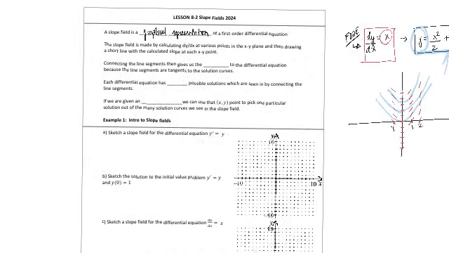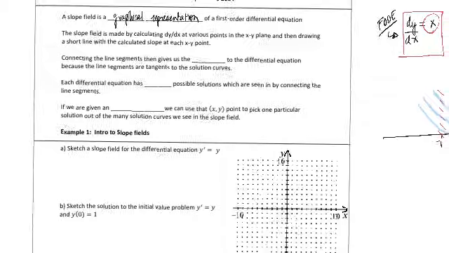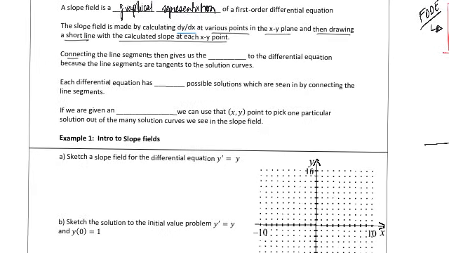So this is the idea of a slope field, and you just saw that I calculated the slope field by calculating dy/dx at various points in the xy plane and then drawing a short line with the calculated slope at each xy point. Connecting the line segments then gives us the solutions to the differential equation, because the line segments are tangents to the solution curves.